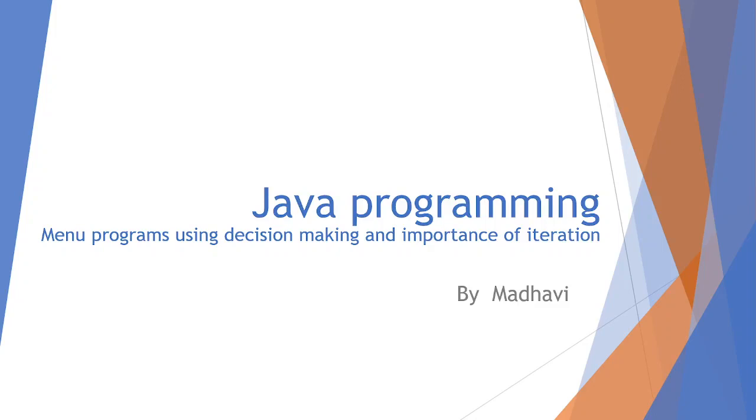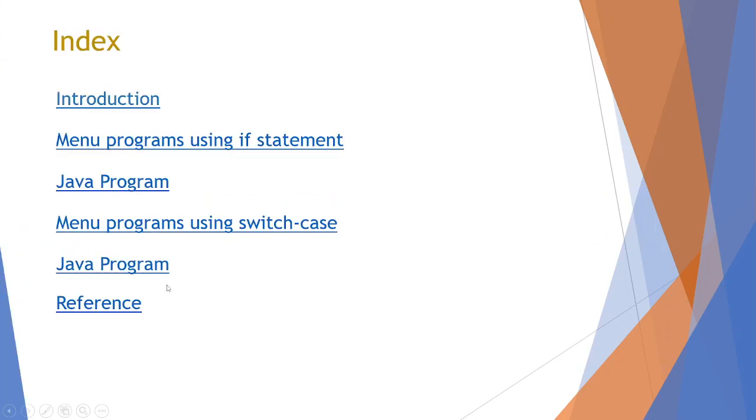In this video, I'll be explaining menu programs using decision making or selection process, and the importance of iteration, which is also known as repetition. Let's see the contents: introduction, menu programs using if statement and a Java program depicting the same, menu program using switch case and Java program. Let's start.